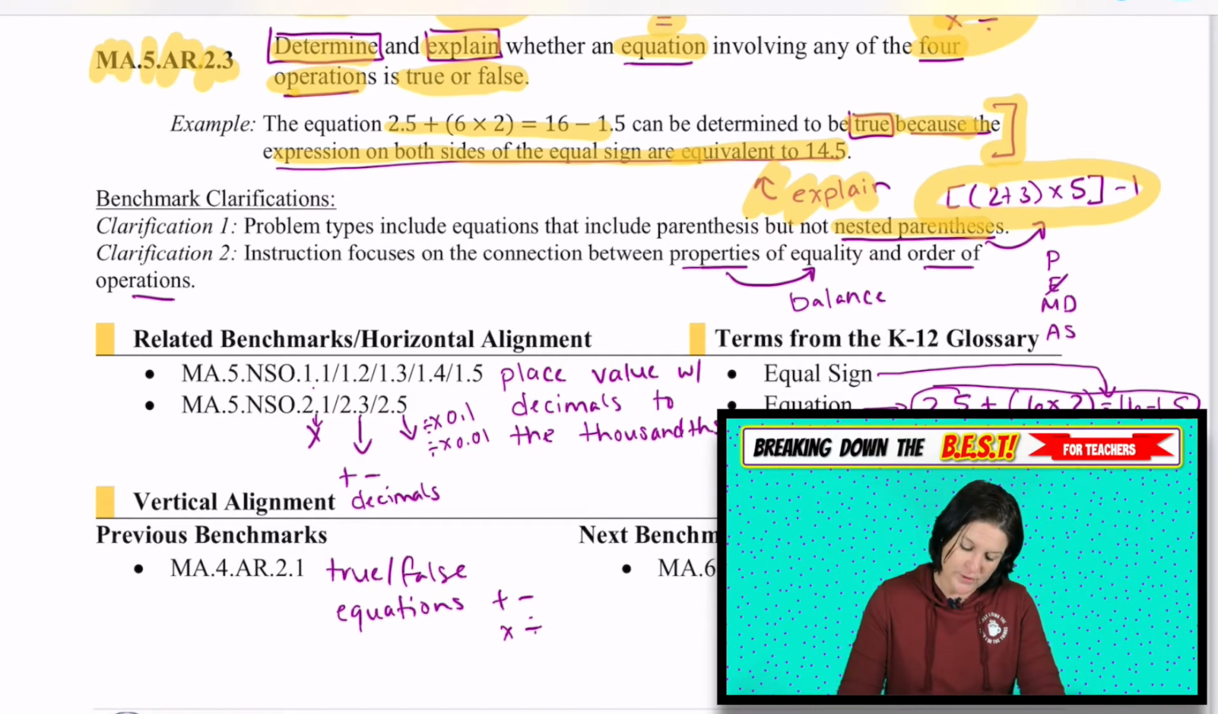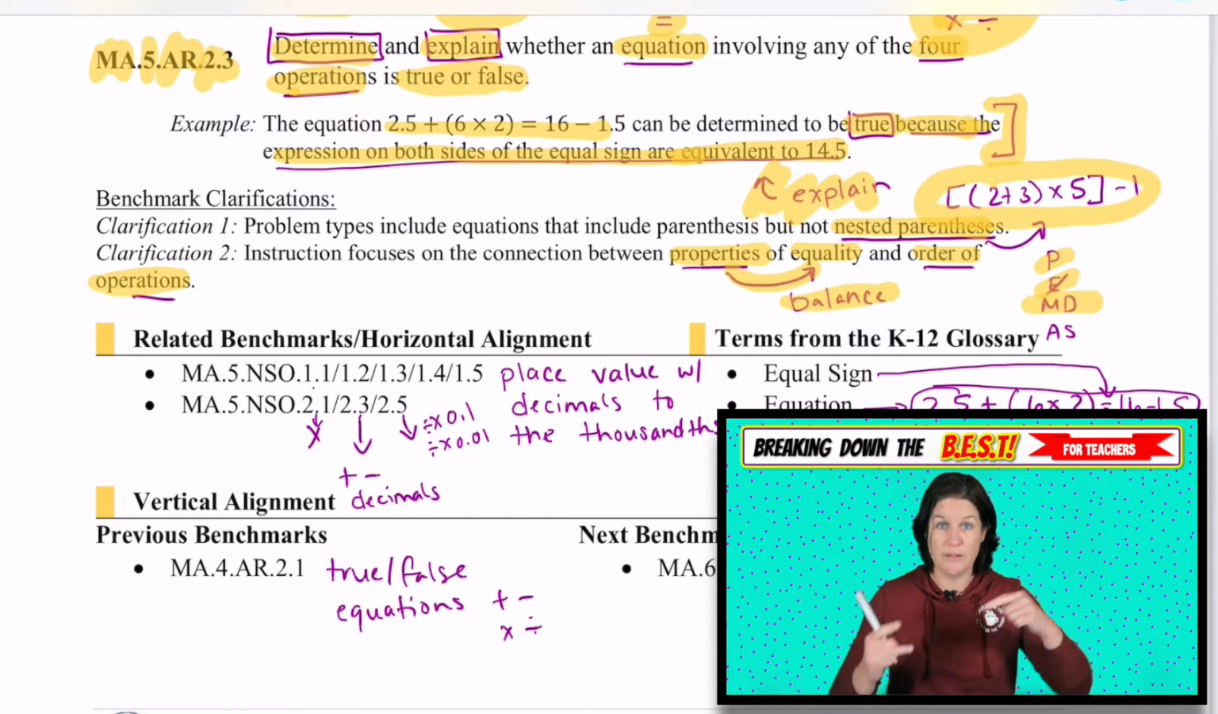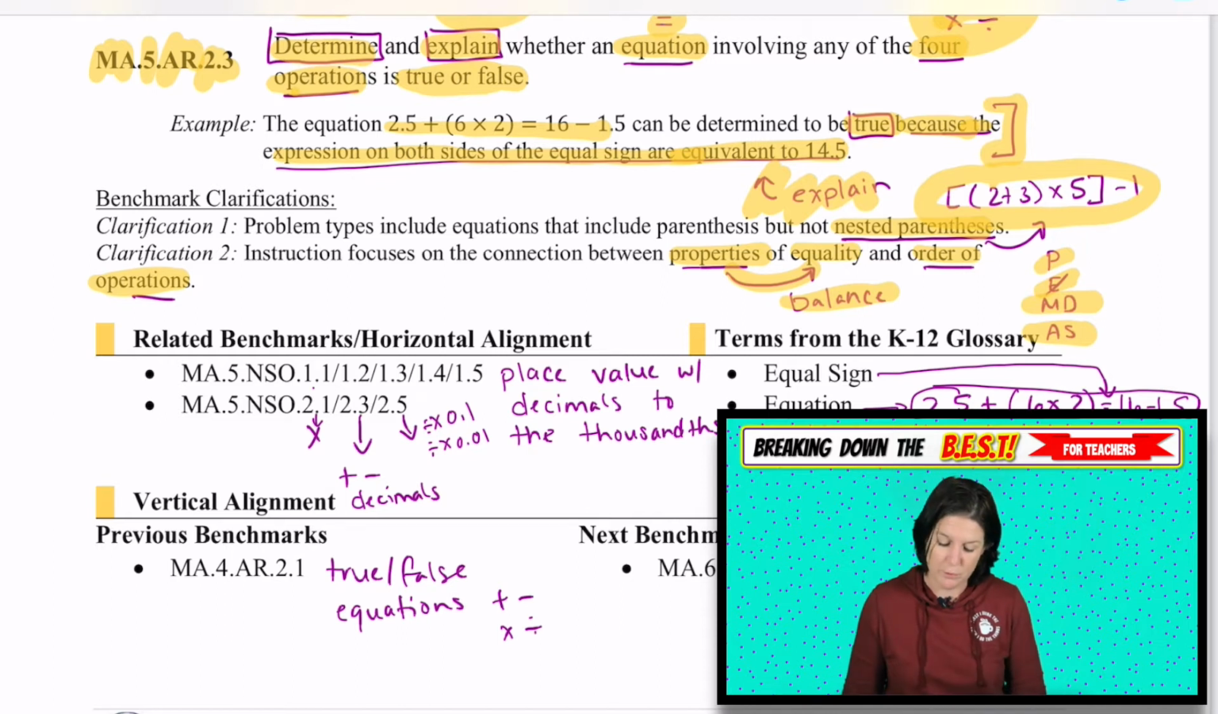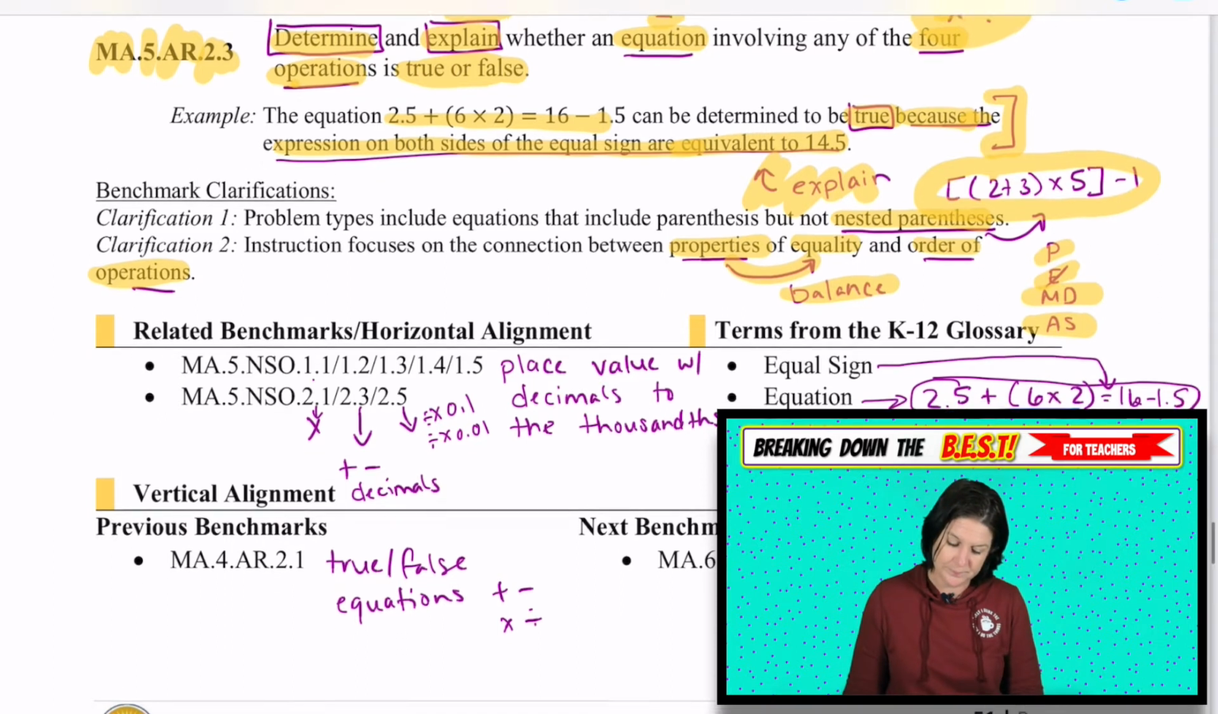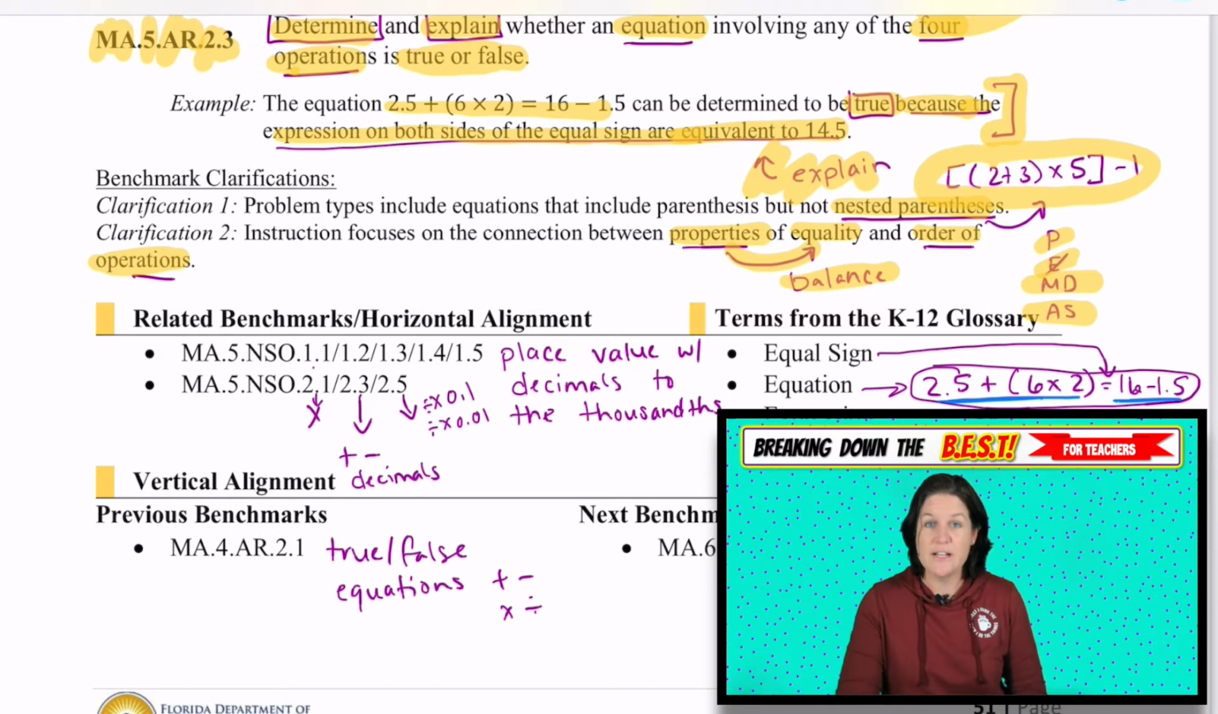Also, we need to focus on the connection between properties of equality, which means balancing the equation, and order of operations, which are parentheses, exponents, multiplication and division, going from left to right, and adding and subtracting, again, solving the problem from left to right if we have both of those operations present. I crossed out the E right here because exponents are not included in 5th grade for the B.E.S.T. standards, so we don't really have to focus on that.